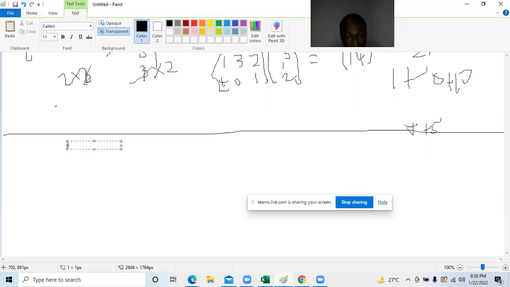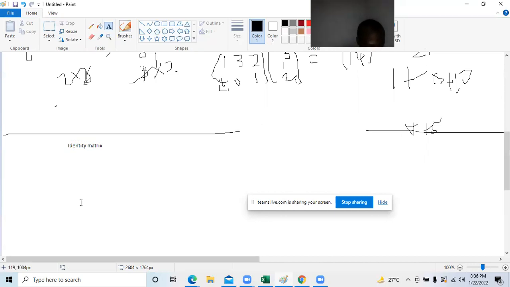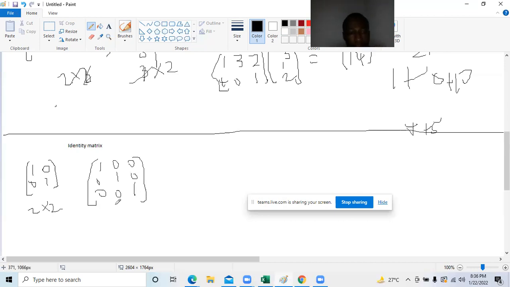identity matrix. So our identity matrix, which you must have heard of, looks like this. We have 1, 0, 0, 1. So this is a 2 by 2 identity matrix. We have 1, 0, 0, 0, 1, 0, 0, 0, 1. So this is a 3 by 3 identity matrix.